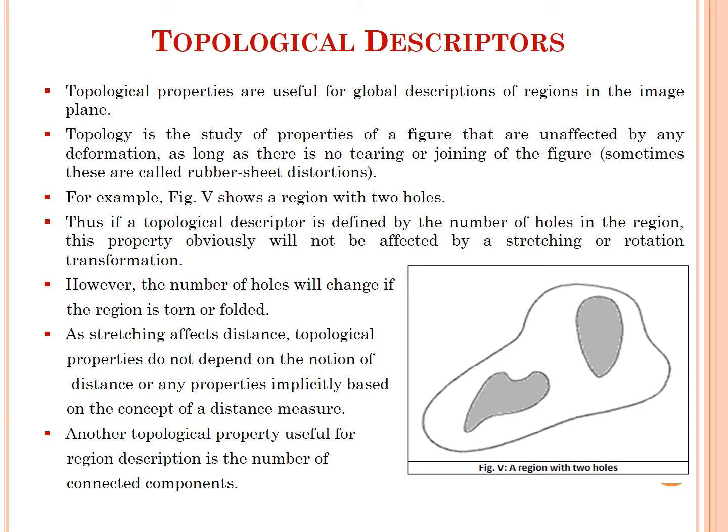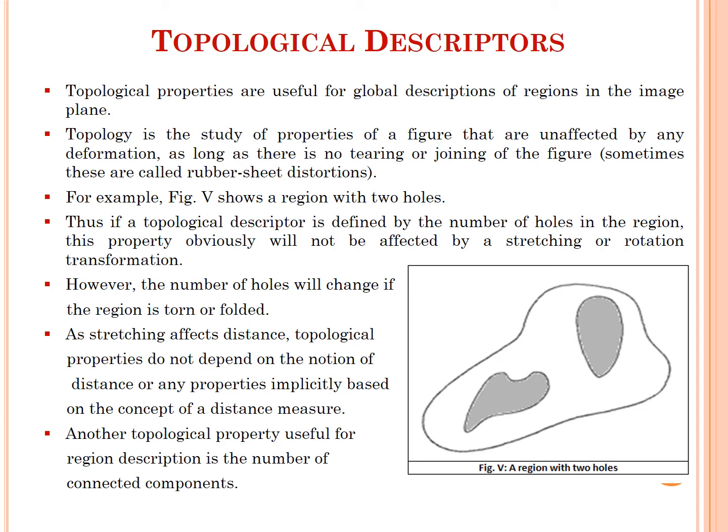For example, figure 5 shows a region with two holes. Thus, if a topological descriptor is defined by the number of holes in the region, this property obviously will not be affected by a stretching or rotation transformation. However, the number of holes will change if the region is torn or flooded.